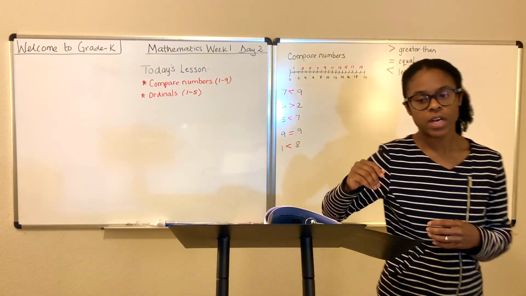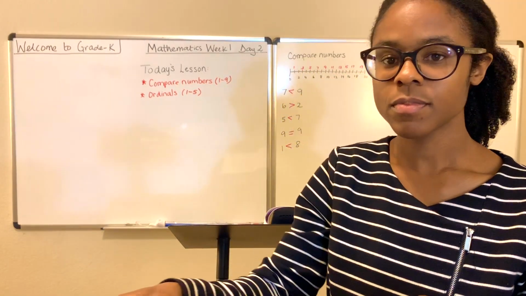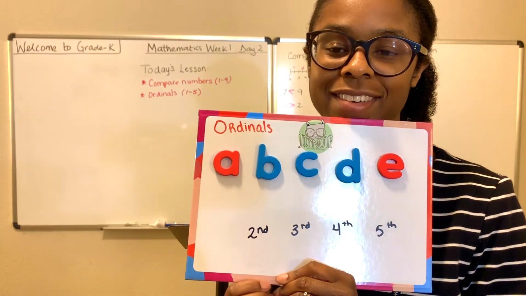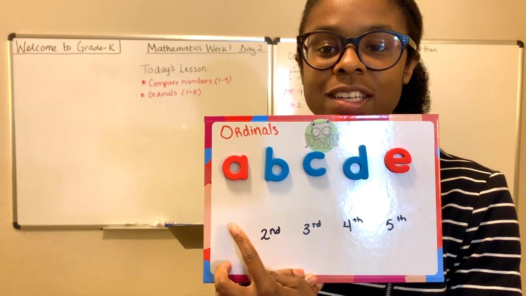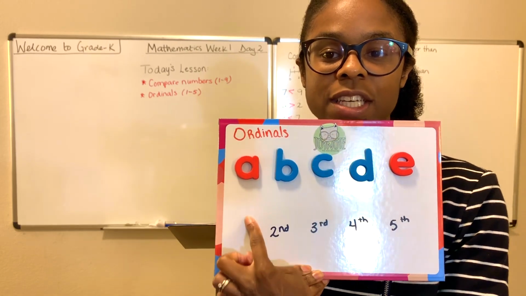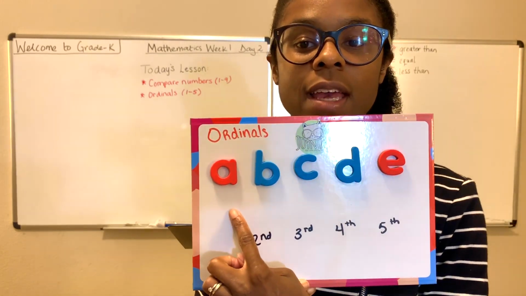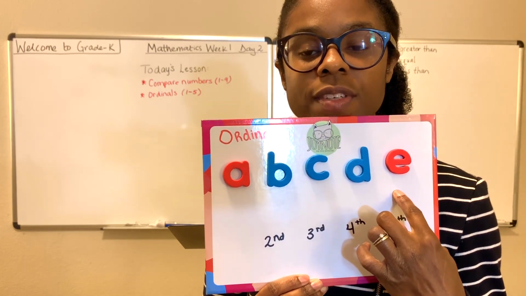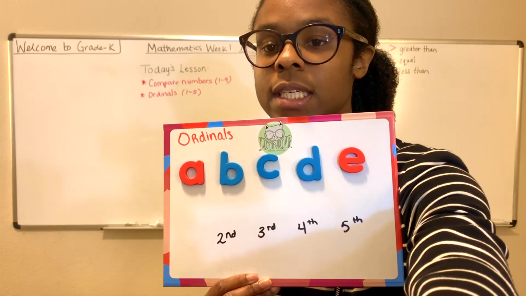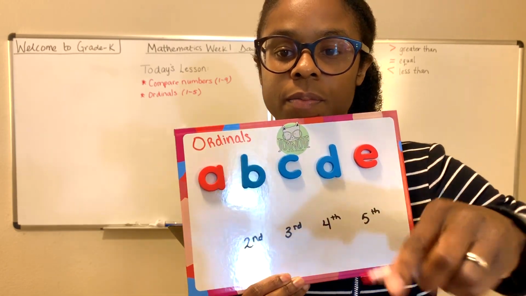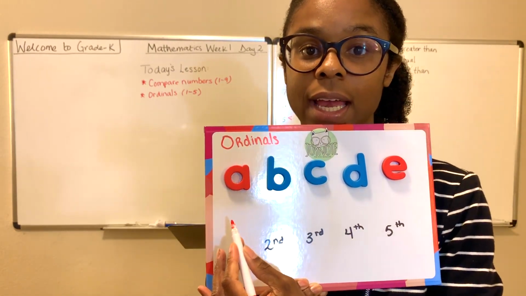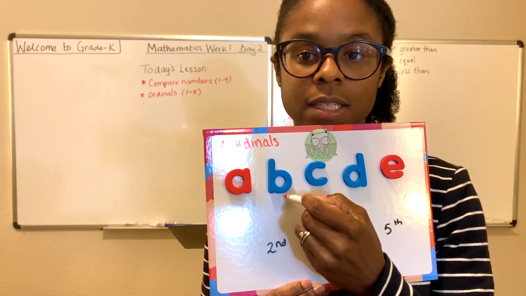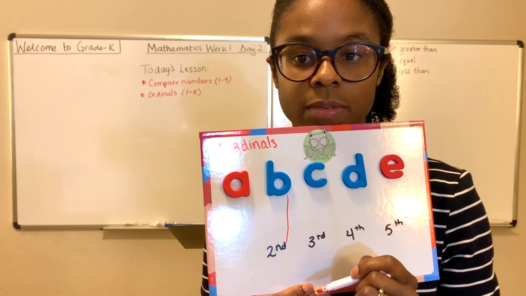We want to determine which is first. What number, which position does this letter A represent? So what we have is A, B, C, D, E. And what we've said here is, starting from the letter A, B is second. Can you see that?